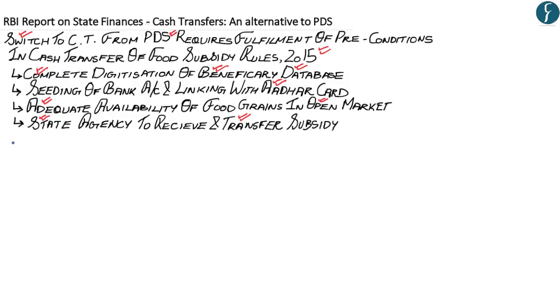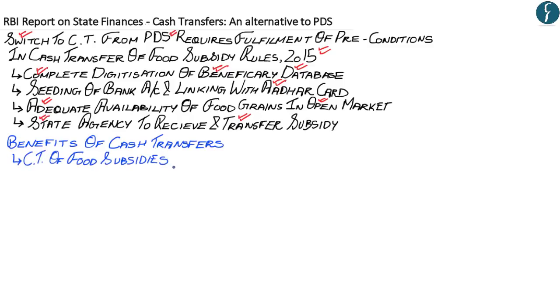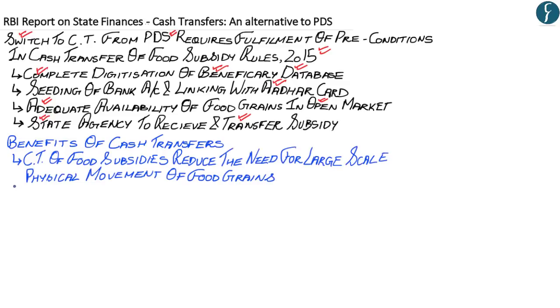Now let us understand the benefits of direct cash transfer. The RBI report has highlighted two benefits of having direct cash transfer rather than the current public distribution system, wherein the cash transfer of food subsidies reduces the need for large-scale physical movement of food grains. The second benefit highlighted in the RBI report is that it would allow the beneficiaries of this cash transfer to have greater autonomy in choosing their consumption basket, as to on which food they would like to spend their money.